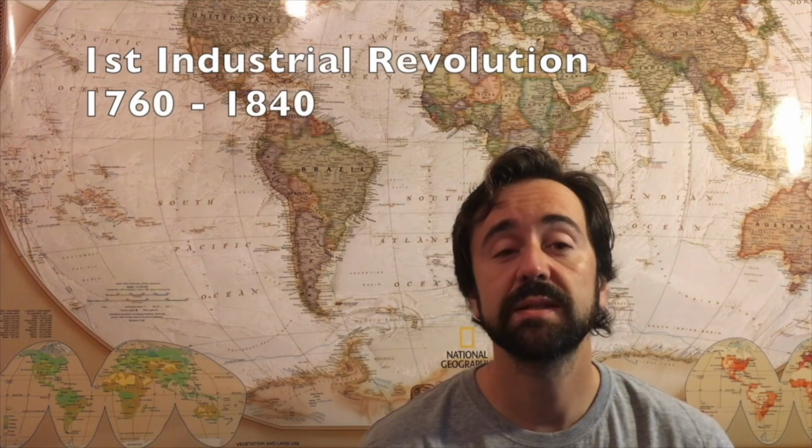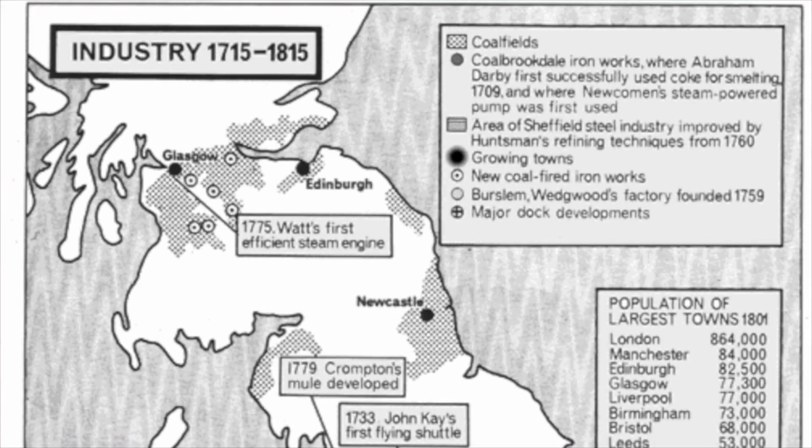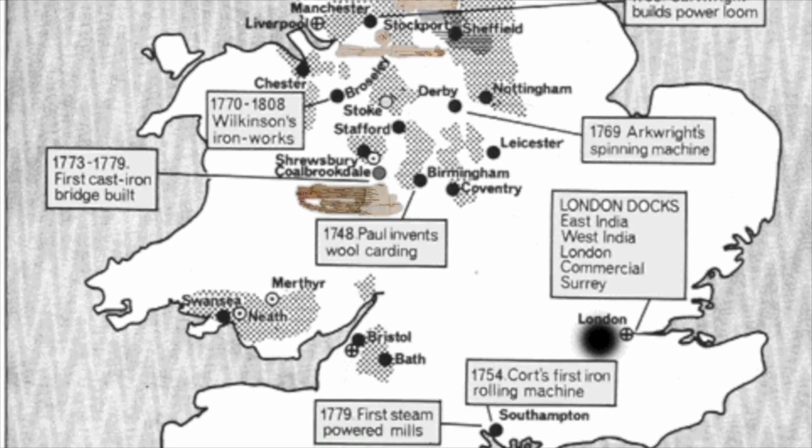We are going to study a very long process. It's a process that started in the 18th century and finished at the end of the 19th century. It's called a revolution because the changes that happened were really deep. The Industrial Revolution started in Britain and is divided into two stages: the First Industrial Revolution and the Second Industrial Revolution.